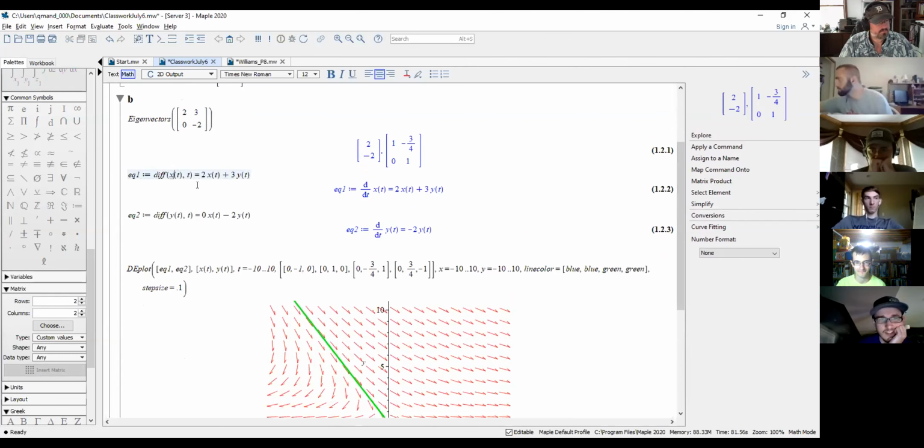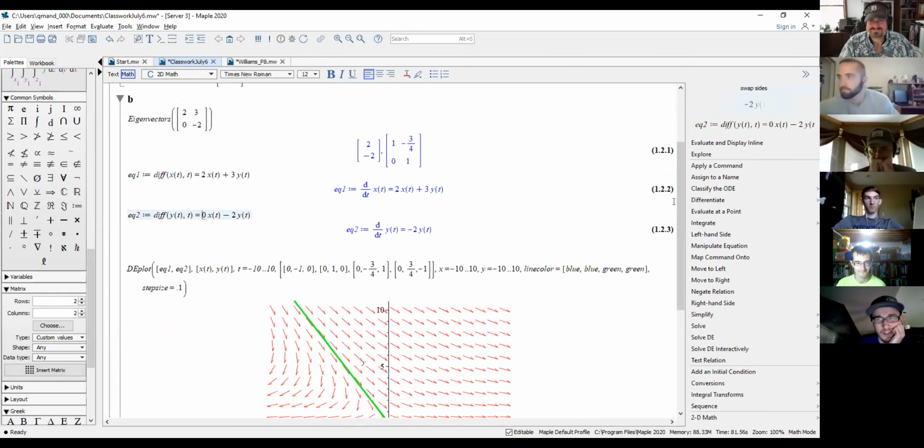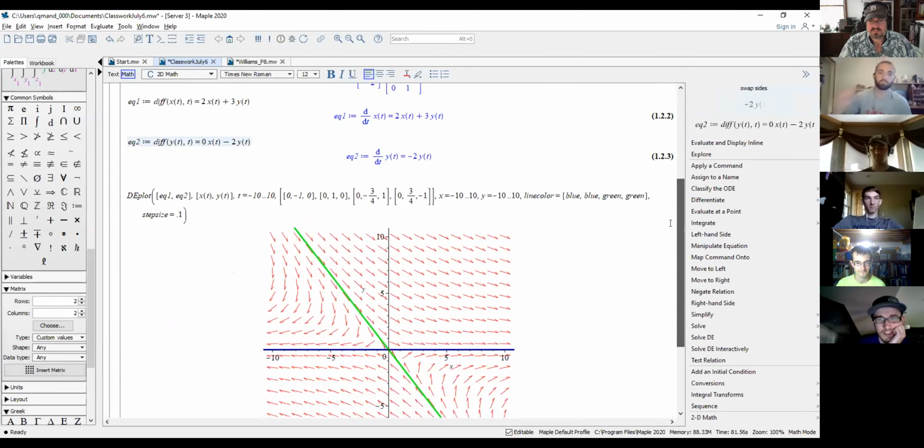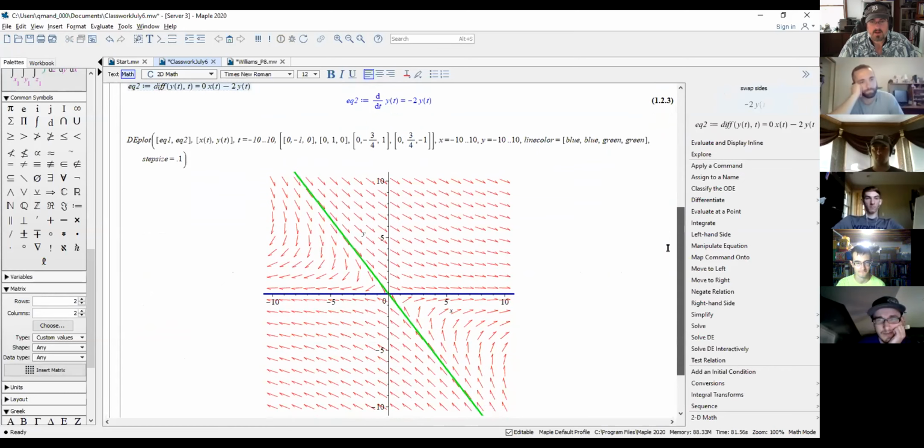So this is it in scalar form right here, and then we just plugged it into a DE plot to see what it looked like. So what do we got? Just looking at this DE plot, how can you tell that these are 2 distinct eigenvalues with different signs? How can you tell looking at the DE plot? Just based on where it's pointing towards, one of them is pointing towards the origin, the other one is pointing away.